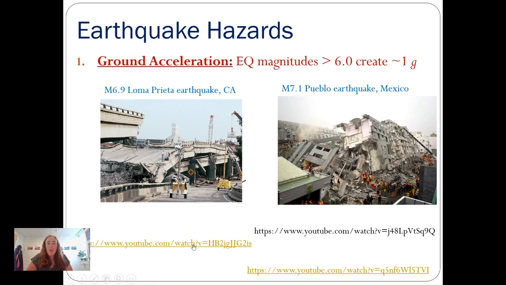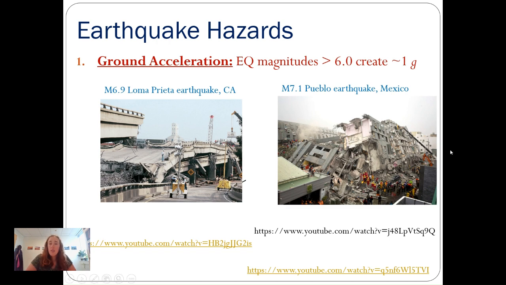In addition to that, if you have a magnitude 6 or greater, as I said on the last slide, that creates about a G of force. So if you have enough force, you can collapse double-decker bridges. So this was from the Loma Prieta earthquake in California. This is a highway interstate bridge that was a double-decker, so it had an upper layer and a lower level, and the upper level collapsed on the lower level during that earthquake in 1989.